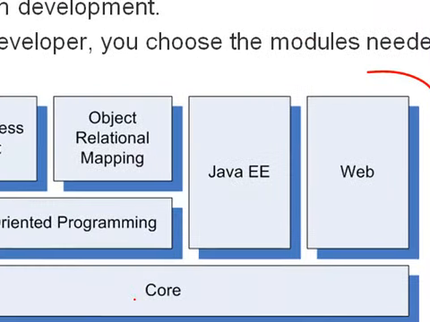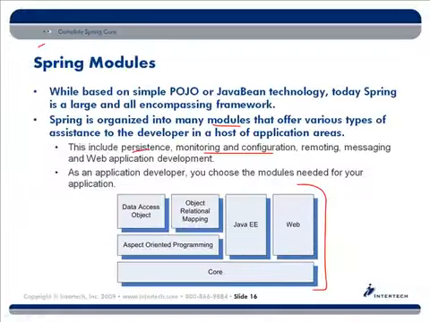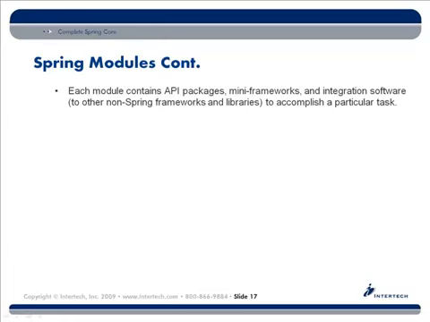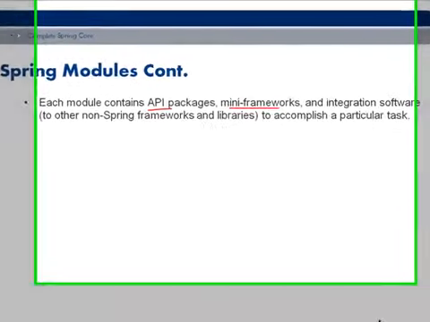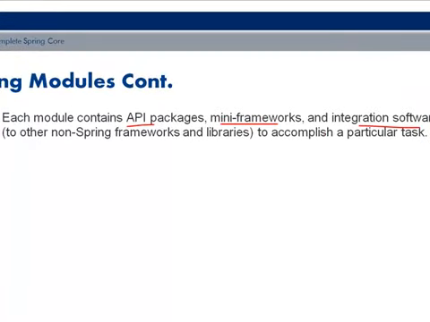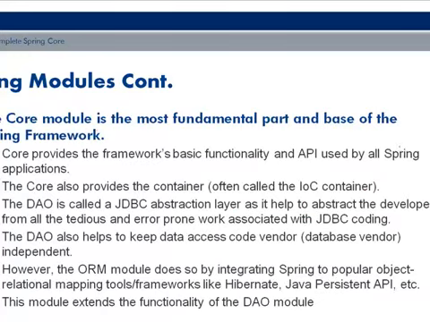We've got the core module, then we've got things like the web module, data access objects, aspect-oriented programming module. Some of these we're going to talk about here, and then some of them we'll follow up with chapters in the rest of our class. So each module contains API, in other words code we can use in our application, in some cases mini frameworks, integration software when it has to dovetail into, again, some of those non-Spring best-of-breed solutions to accomplish particular tasks.